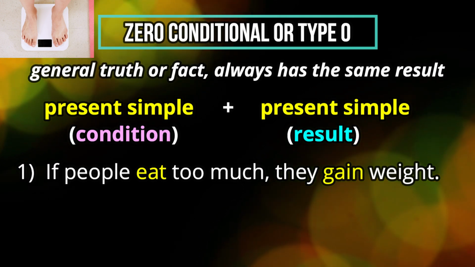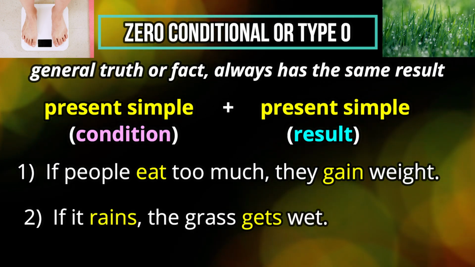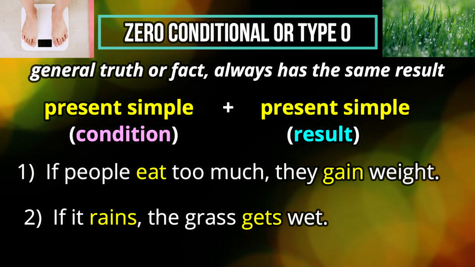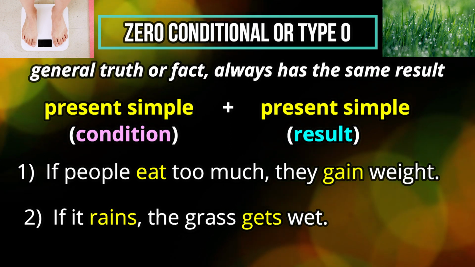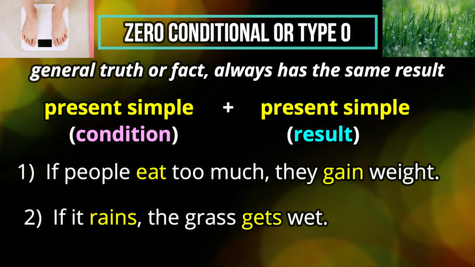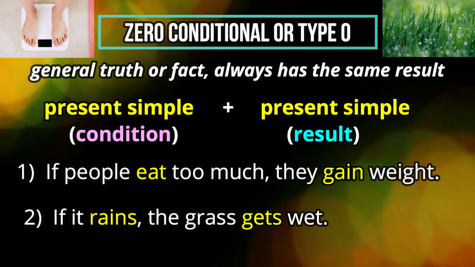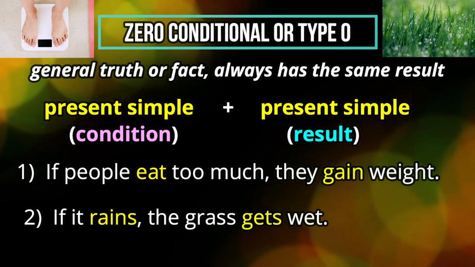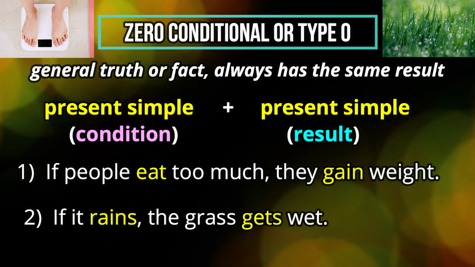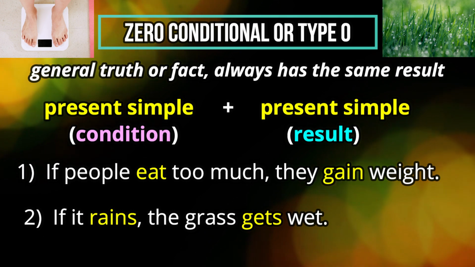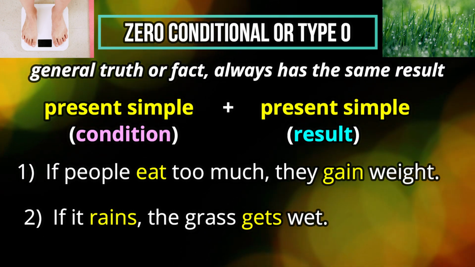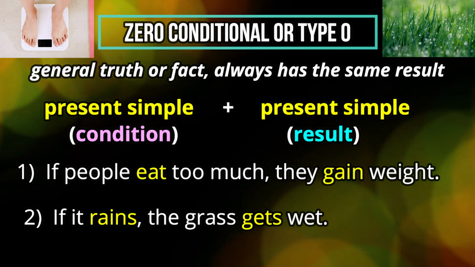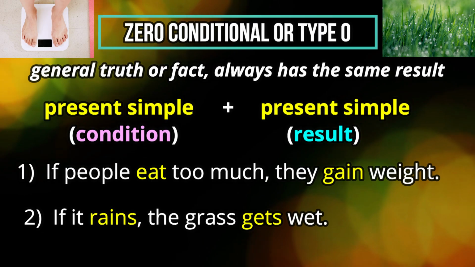Okay? In the next example, if it rains, the grass gets wet. I think that's a fact. I think if it rains out, unless you have something covering the grass, it's going to get wet. And in both examples, look at the present simple tense on the verbs. Do you see eat and gain in the first example, and rains and gets in the second example? That's our zero conditional. All right, let's look at the first conditional.